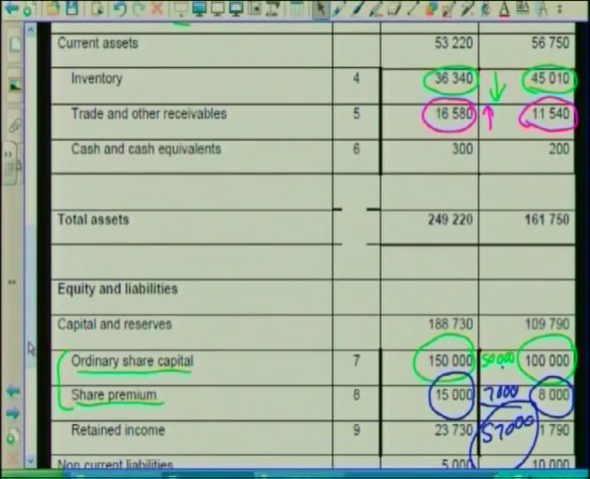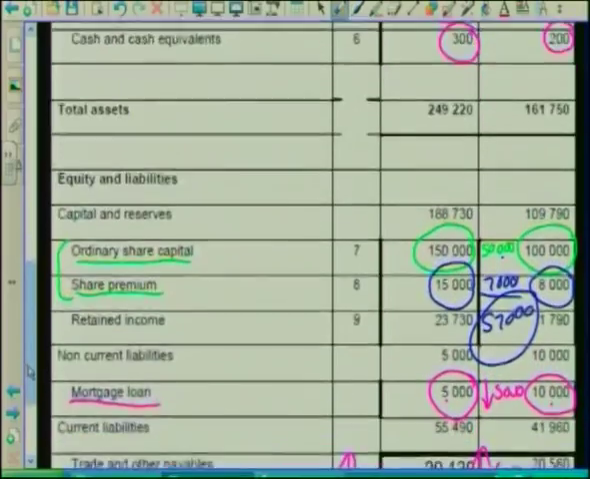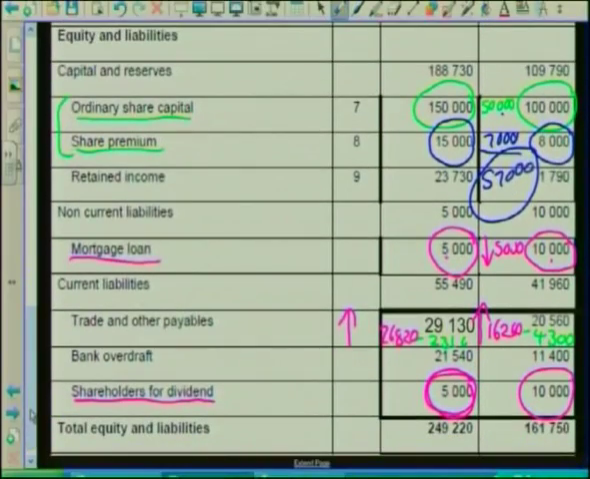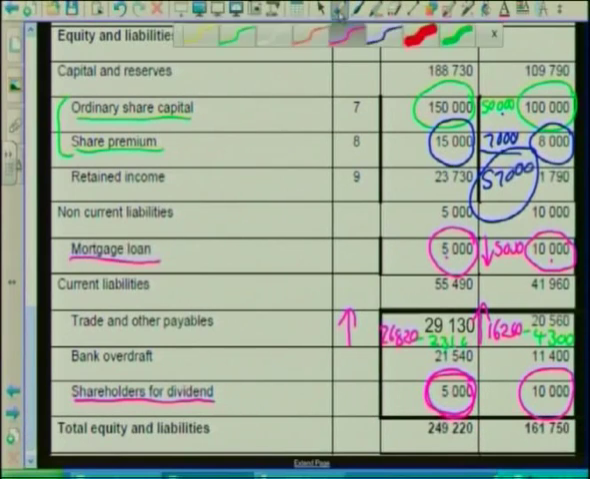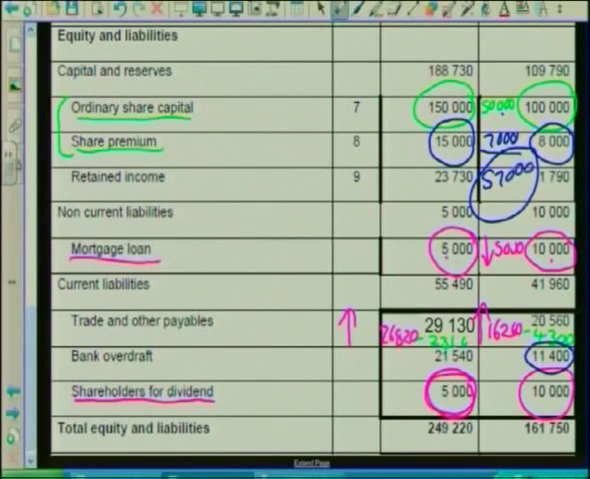Right, there we go. Our cash and cash equivalent for 2011 was an amount of 200 Rand. 2012, it's 300 Rand. But if we look further down, remember, we cannot forget about bank overdraft. We've got a bank overdraft. Let's just quickly change the color of this pen here. There's our bank overdraft. 2011, 11,400. 2012, our bank overdraft, there was an increase, 21,540.